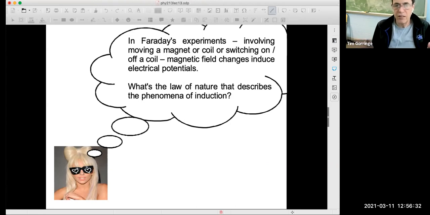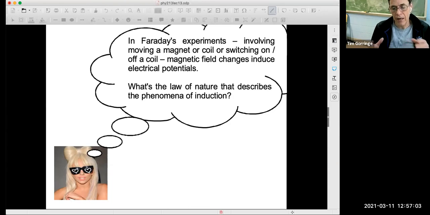In all of these experiments, we induce an electromotive force, or an electrical potential difference. And we induce an electrical current, a flow of electrical charges. Both of those things, the potential and the current, have a sense or a direction to them, right? The current can flow one way or the other way around the circuit.